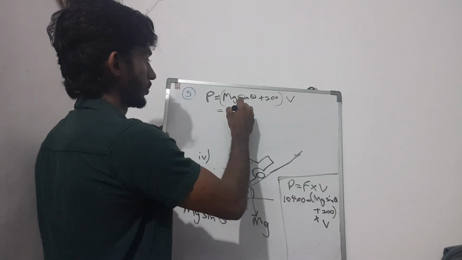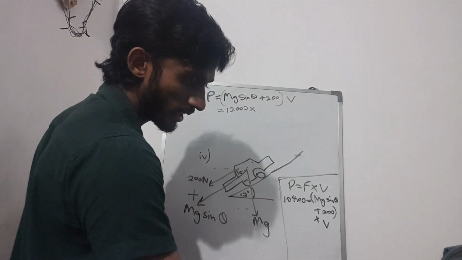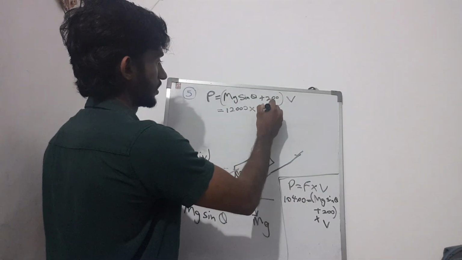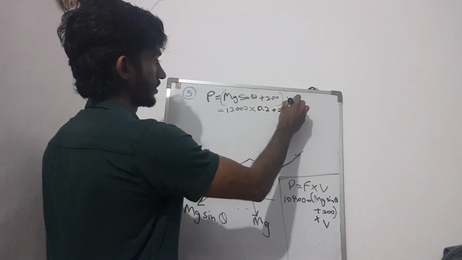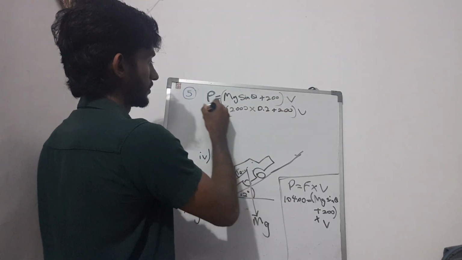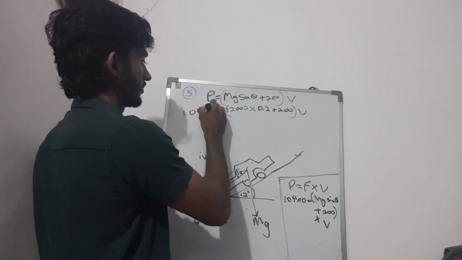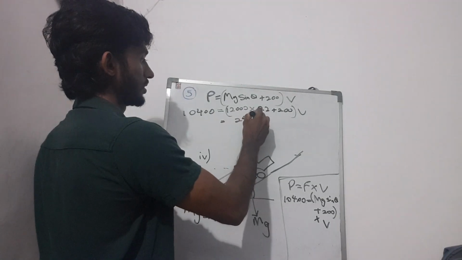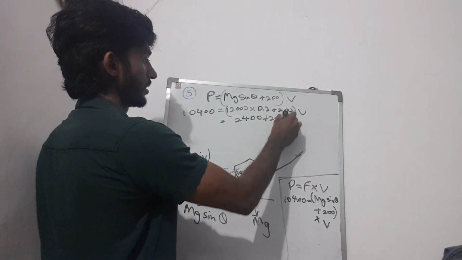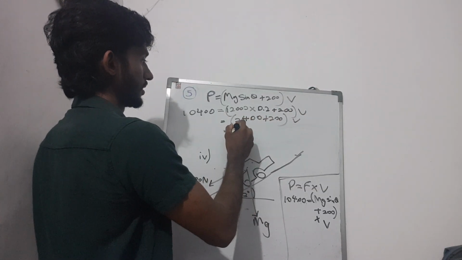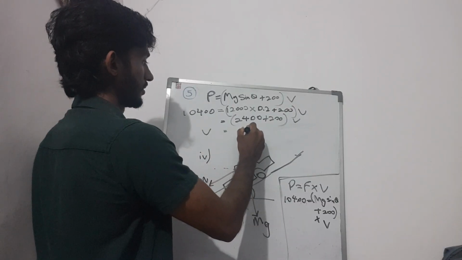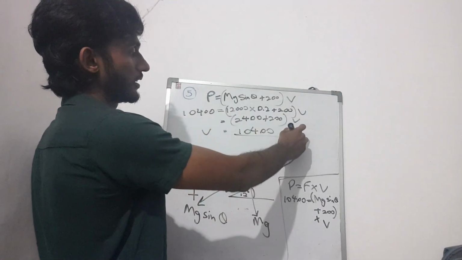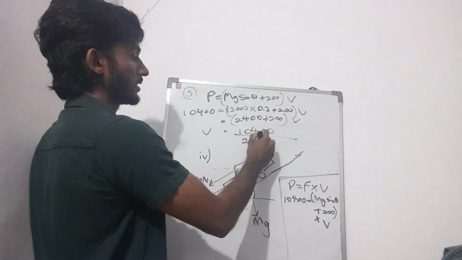P is 10,400. Into 12,000 into sin theta, they given 0.2, plus 200, into V. 2400 plus 200 into V. Then V equals 10,400 divided by 2,600.